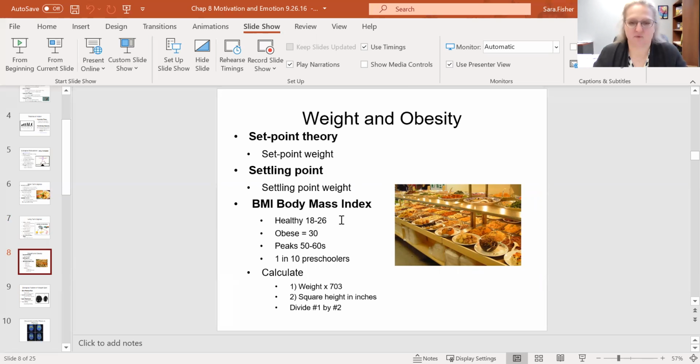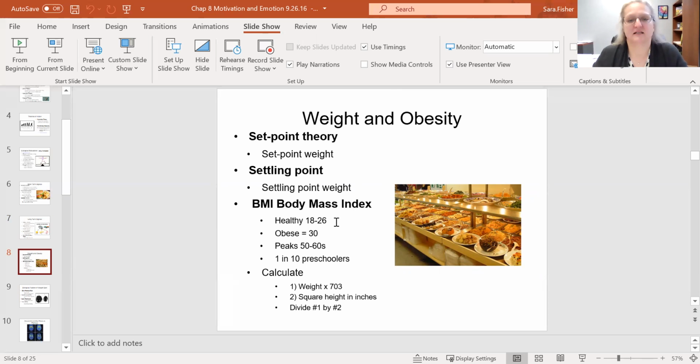This is just a slide that highlights another couple terms that are important. One of them you may be familiar with, which is called BMI, Body Mass Index. And here's how you could calculate it. You take your weight in pounds, you multiply that times 703, then you square your height in inches, and then you divide the first by the second, and you come up with your body mass index.